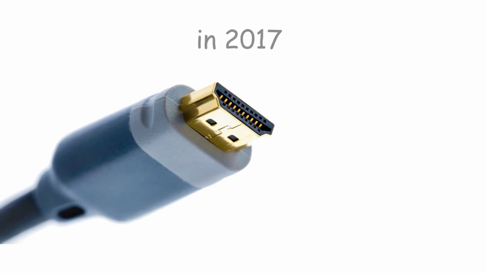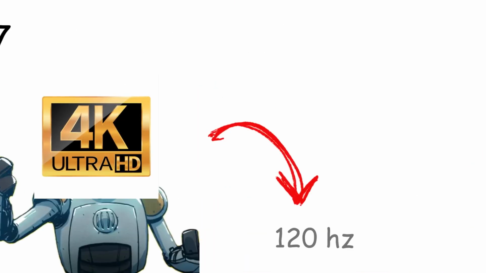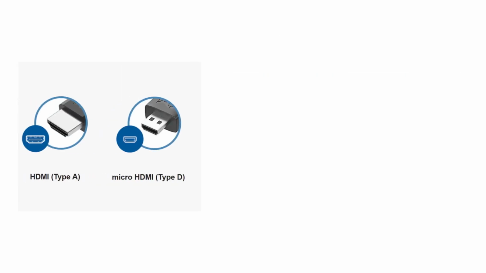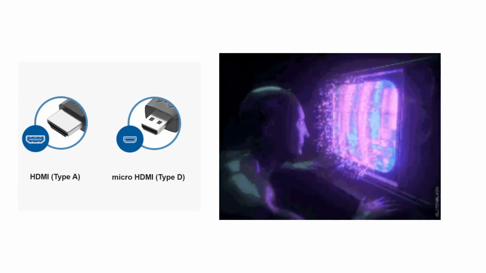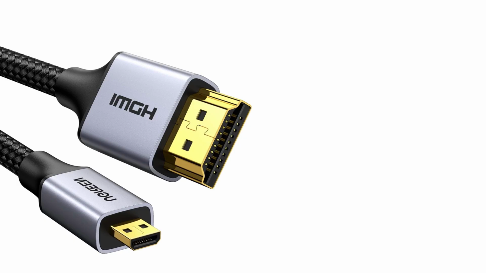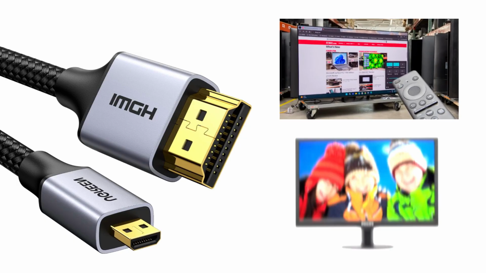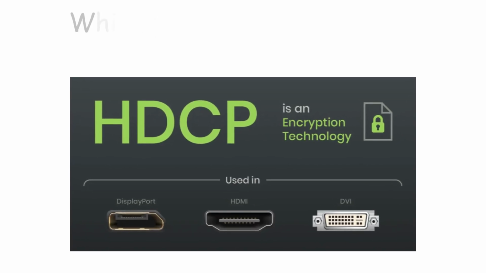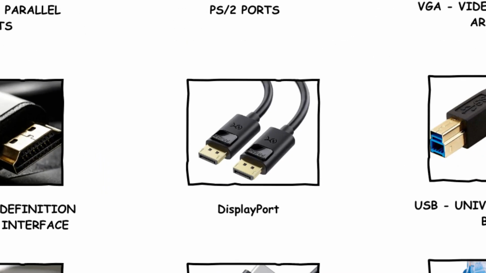HDMI 2.1 in 2017 supports 4K at 120 Hz and 8K at 60 Hz, plus variable refresh rate for gaming. The standard Type A connector is compact and easy to use. Mini HDMI and micro HDMI exist for smaller devices. HDMI remains the standard connection for TVs, monitors, and gaming consoles. It includes HDCP copy protection, which prevents recording protected content.